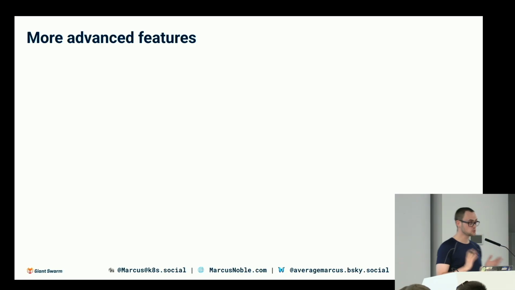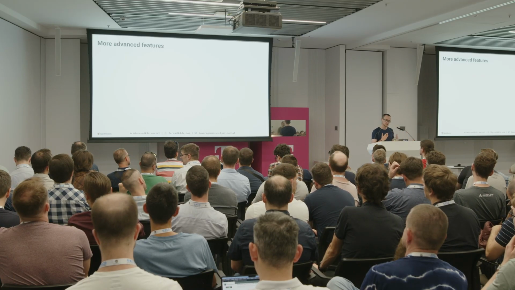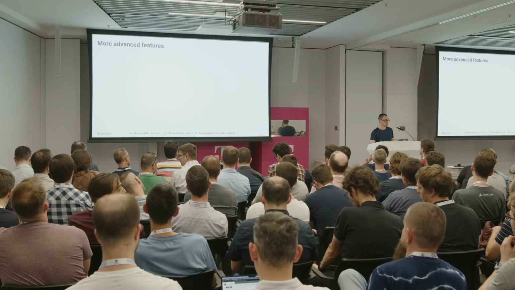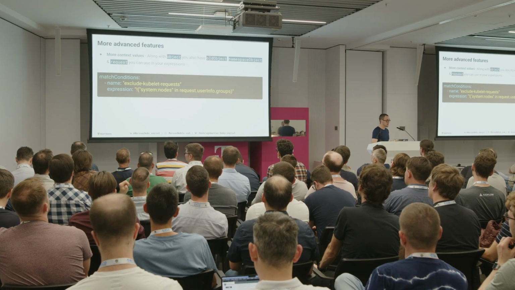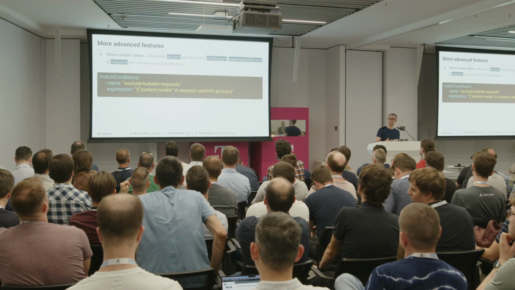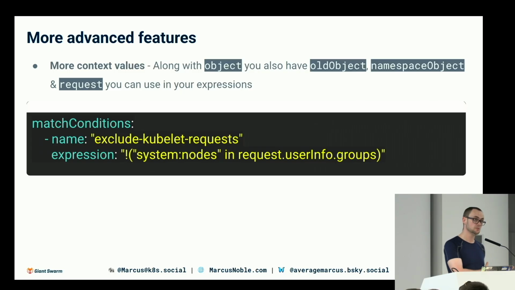Cool. So that was relatively basic. We're just checking the incoming schema and making sure it matches. Let's have a look at some more advanced features that you can do with validating admission policies. There are more context values that are provided to you. So we've already seen object that gives us the incoming object of the request, but we've also got oldObject if it is an update or a delete. We've got namespaceObject, which gives us a reference to the namespace that the object is within, if it is a namespaced resource. And we also have request, which gives us some more information about the thing making the request.